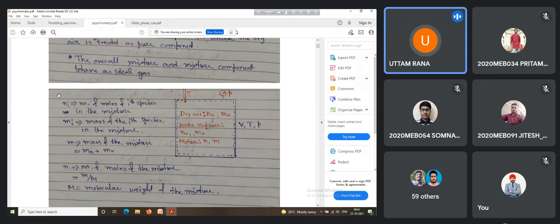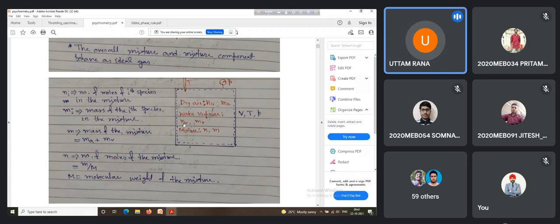So Ni stands for number of moles of the ith species and Mi stands for the mass of the ith species in the mixture. And M is the total mass. So what are the species which are present here? We are considering dry air to be a pure substance here. So we can say that the total mass of the system is mass of the air plus mass of the water vapor which is present.